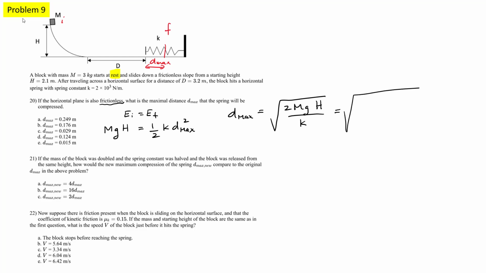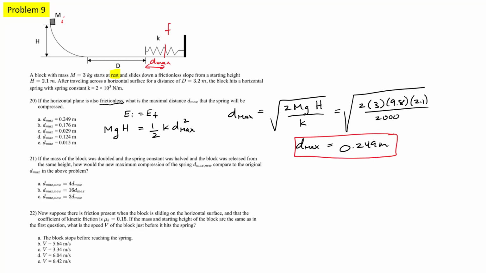So now we're in a position where we could substitute all the numbers. We get 2, the mass is 3 kg, little g is 9.8, and my height was 2.1 meters. Divide that now by k, which is 2 times 10 to the 3, that is 2,000 newtons per meter. Put that in the calculator and I get a Dmax value approximately equal to 2.49 meters. Go ahead and box that. That is the correct answer, and that corresponds to choice A for this problem.